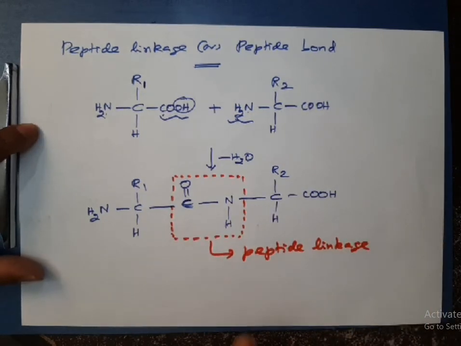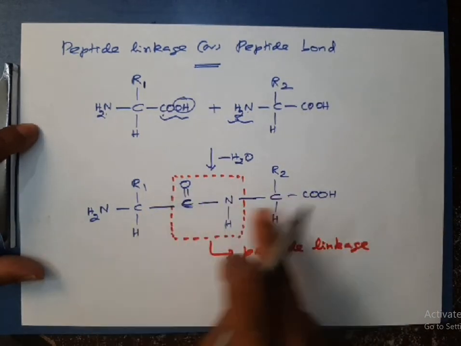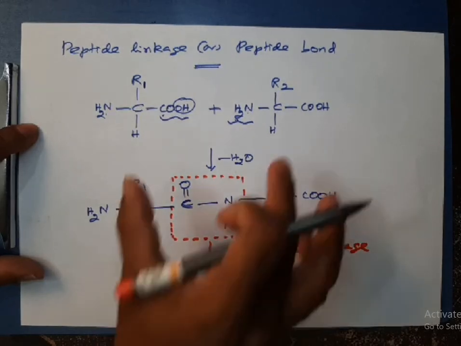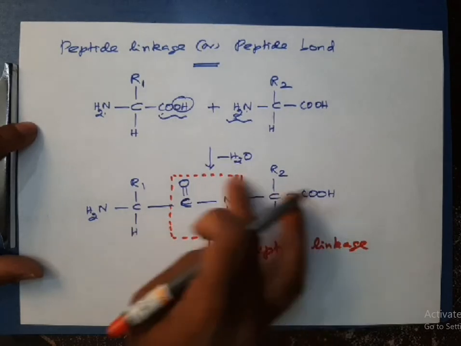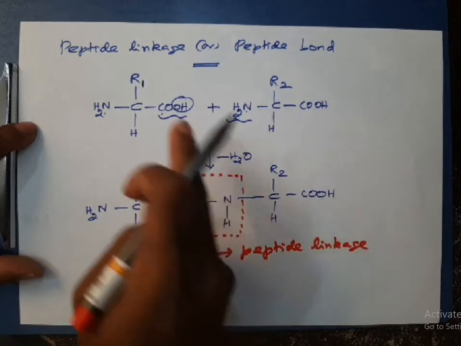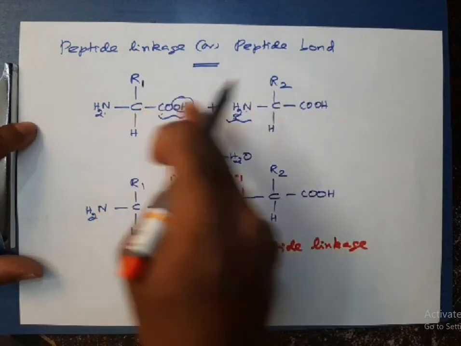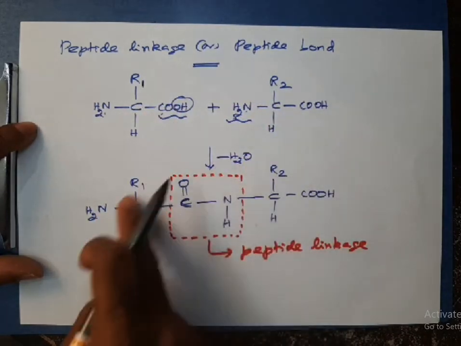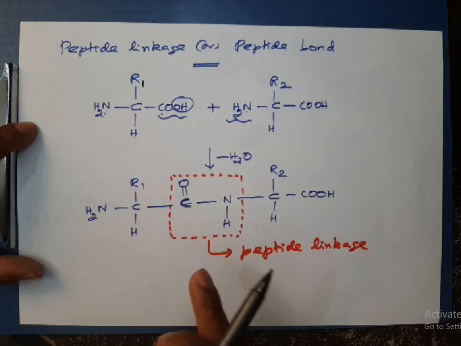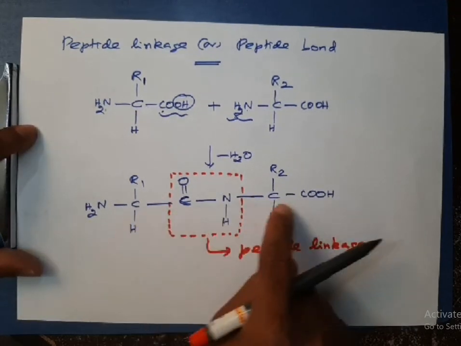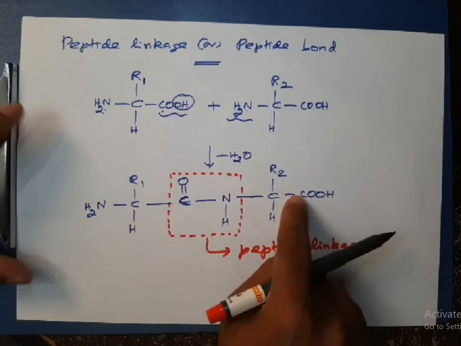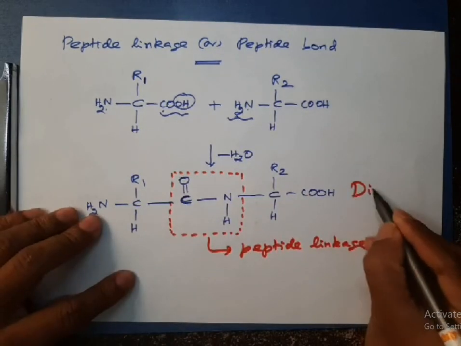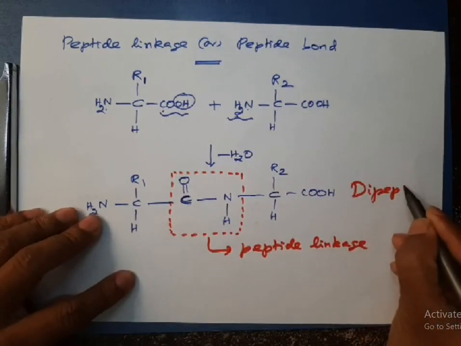Here, how many amino acids have we combined? Correct. We have taken two amino acids. We have formed a new compound. So this compound has two amino acid units. So it is called a dipeptide.